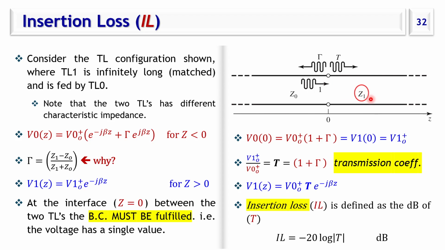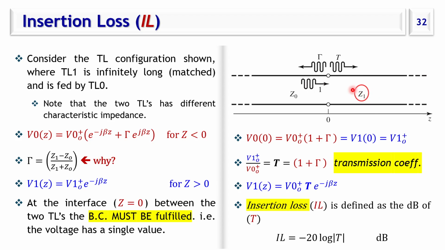So here the right part, part number 1, is infinitely long, so it's actually acting as a matched load transmission line. So just write the voltage for section 0, the total voltage for section 0. It would equal V0 plus e to the minus j beta z plus the reflected wave, and this is happening in section 0. We assume this interface to be at z equals 0. Gamma will equal (Z1 minus Z0) divided by (Z1 plus Z0). And I'm asking you why. You pause the video, try to think about the answer, then continue.